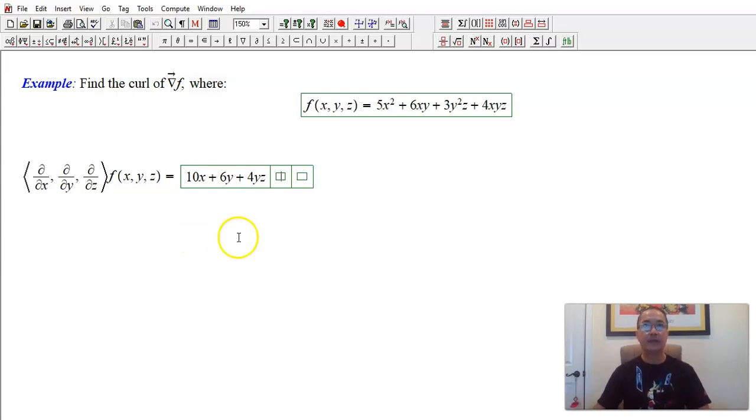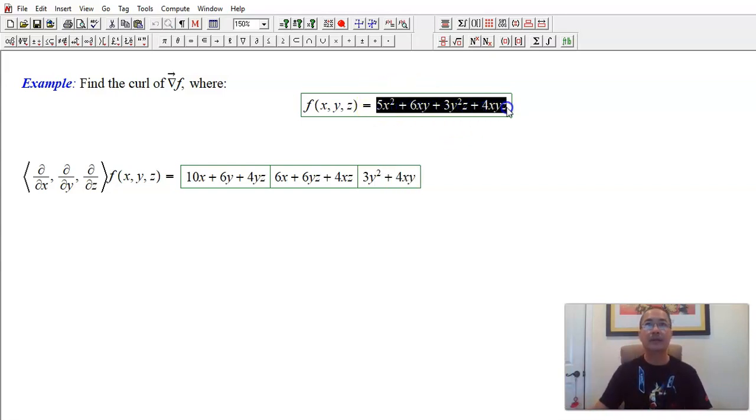Start over. Take the partial derivative with respect to y. So we get 6x plus 6yz, and then plus 4xz. And then partial with respect to z. So 0, 0, 3y squared, and 4xy.